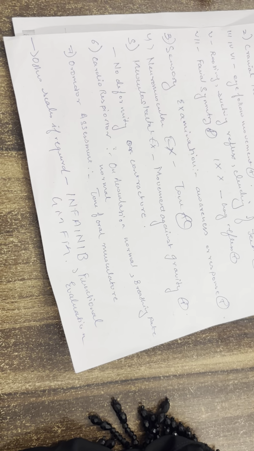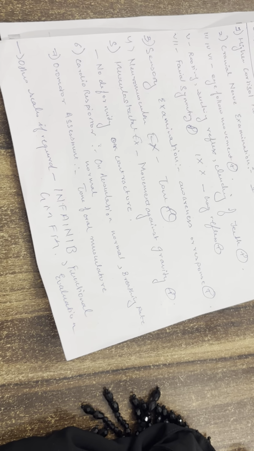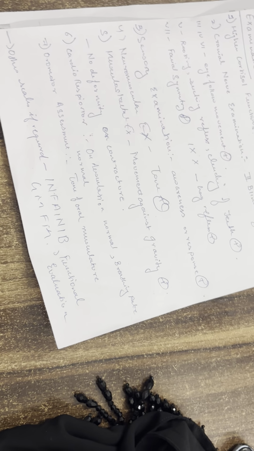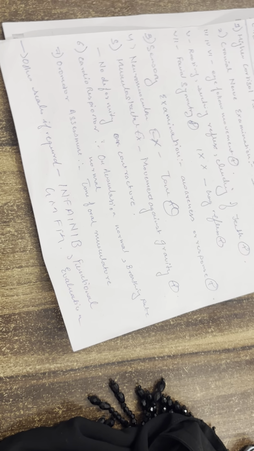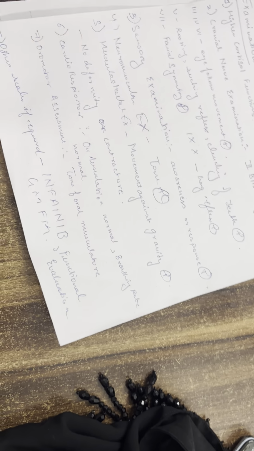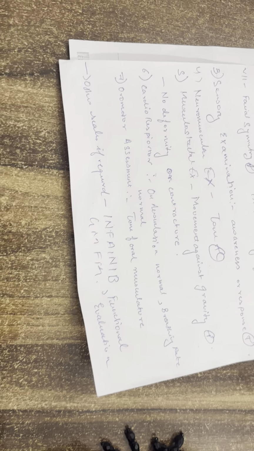Cardiorespiratory, you should know how to auscultate a patient, especially a baby, normal breathing rate is there or not. Then oromotor assessment, like tone of the oral musculature, like his tongue, like his oral cavity, you should be very well aware of that. Then other skills if required, you can evaluate. If you feel that something is missing or something is suspicious, then you can go for other tests as well.